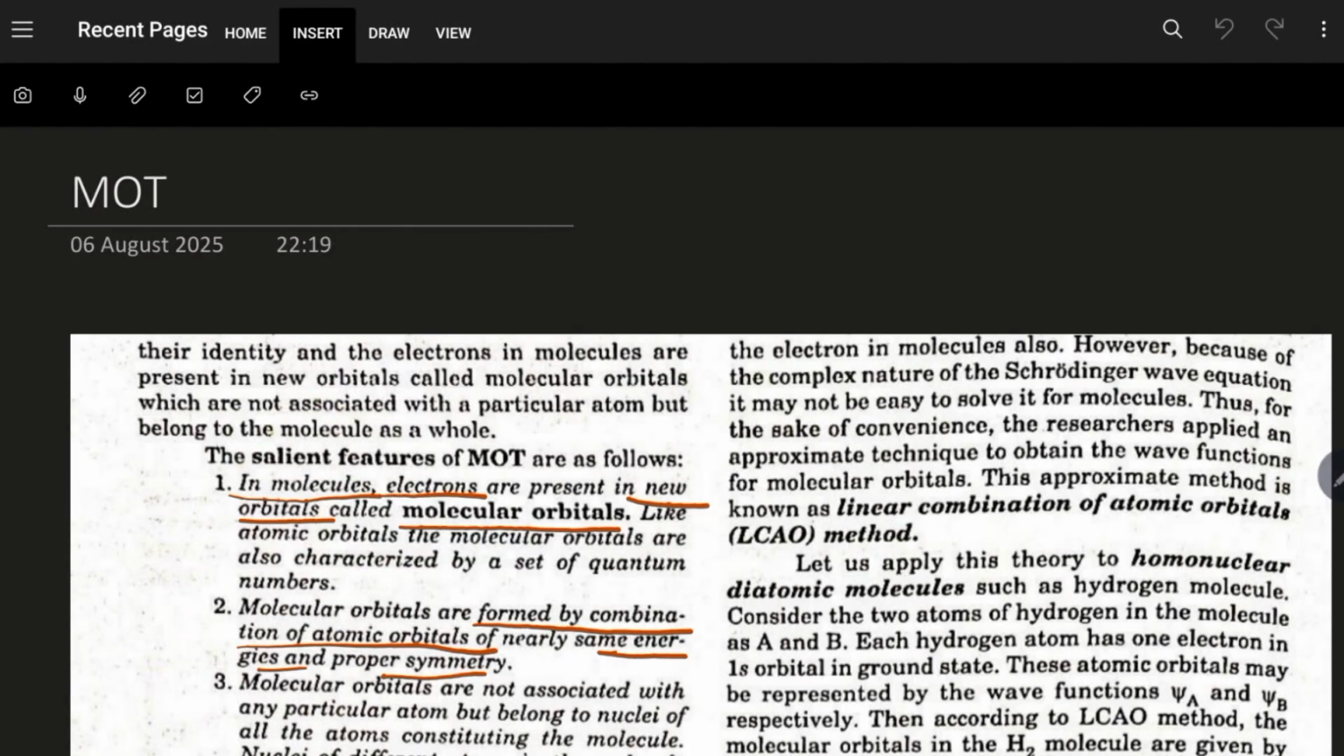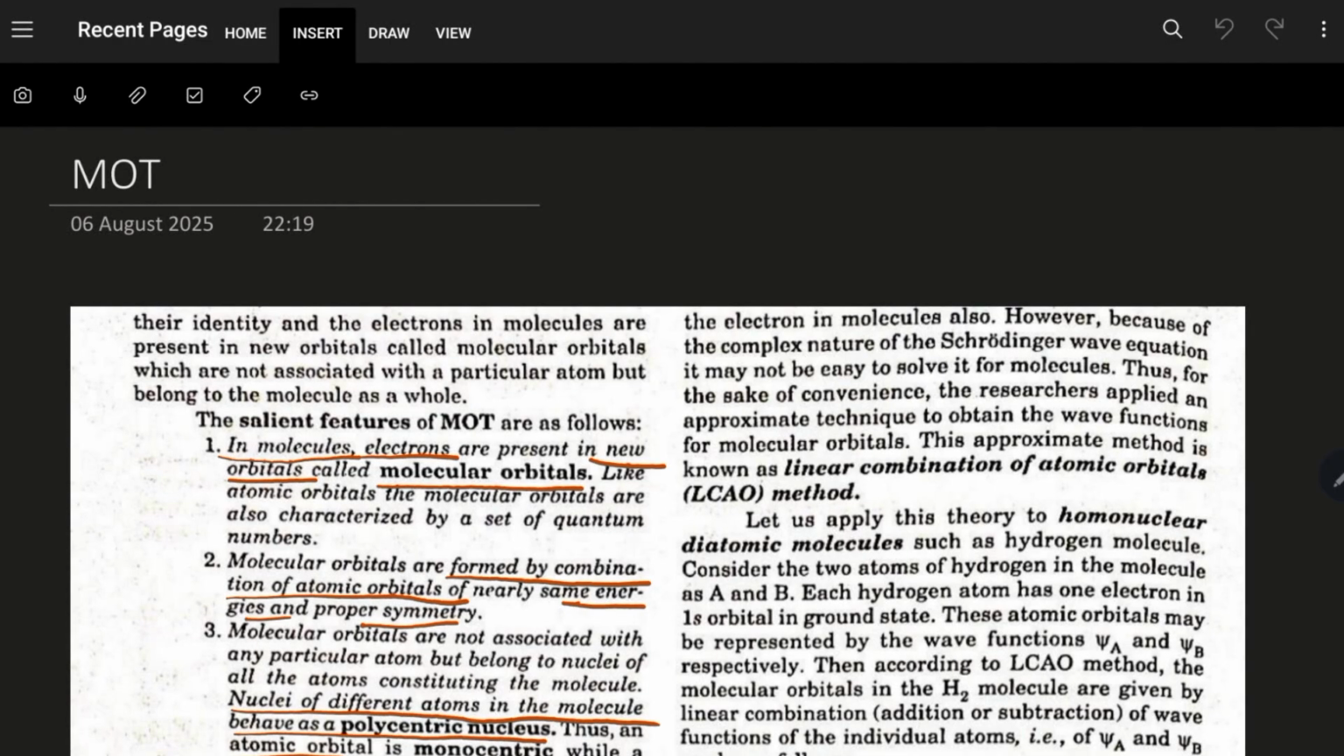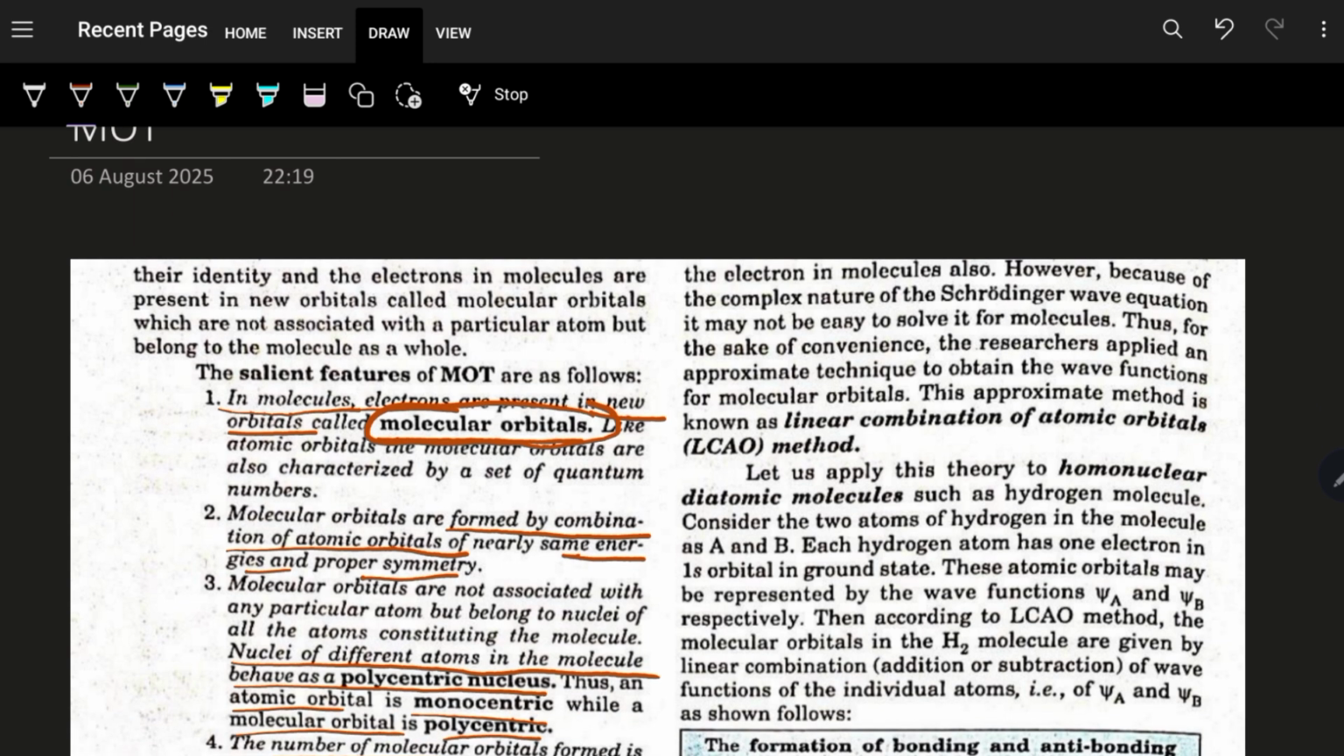Hello everyone. So this is the molecular orbital theory, which says that in molecules, electrons are present in new orbitals which are known as molecular orbitals. They are the new set of orbitals in molecules where electrons can be present. Now, as atomic orbitals had the four set of quantum numbers characterizing the electron present in the atomic orbital, similarly, the molecular orbitals also are characterized by a set of quantum numbers.